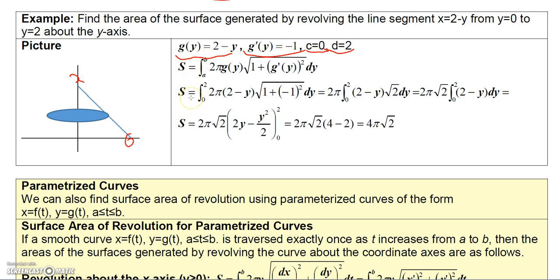So put that in your formula, and you get the integral from 0 to 2 of 2 pi times g of y, which is 2 minus y, and since g prime of y is negative 1, you put the negative 1 squared in there. And then the rest of it is just simplifying the radical. When I simplified that radical and then integrated, I got this function, and then I finally got an answer of 4 pi square root of 2. So go ahead and work through that integration to get the same answer I got. In the next video, I'm going to talk about parametrized curves.